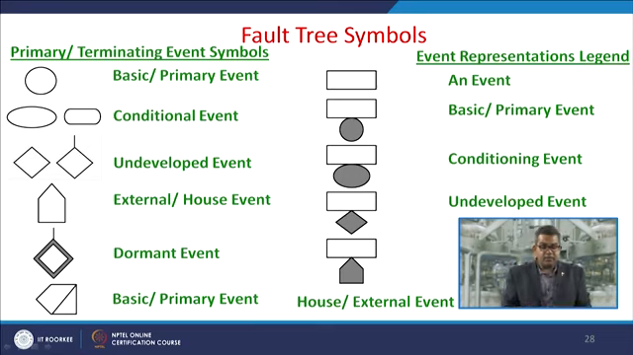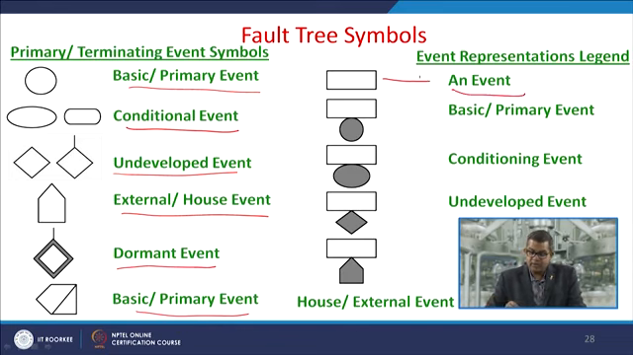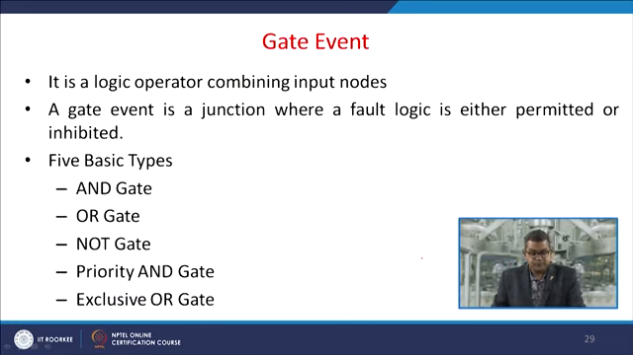So, these are the various symbols which are used in the fault tree analysis. This is the circle, the basic and primary event, the conditional event, the undeveloped event, the external house event, the dormant event, the basic primary event. Now, these events are represented by the legends. This one represents the event. This one is the basic and primary event. This one is the conditional event. This is the undeveloped event, and this is the house or external event.